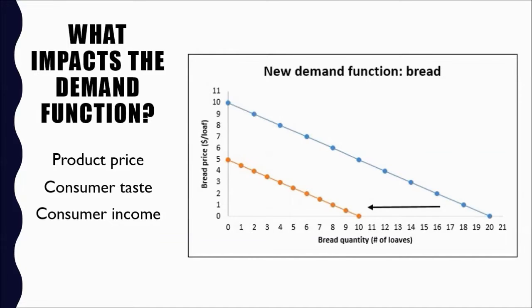Let's say that due to recent changes in consumer taste, consumers now demand fewer loaves of bread than before, which shifts the demand curve inwards. If the price of bread is 0, they only demand 10 loaves of bread compared to 20 in the original example. If the price is $1, consumers demand 8 loaves of bread instead of 18 loaves, and so on. The new inverse demand function becomes P equals 5 minus 0.5Q.